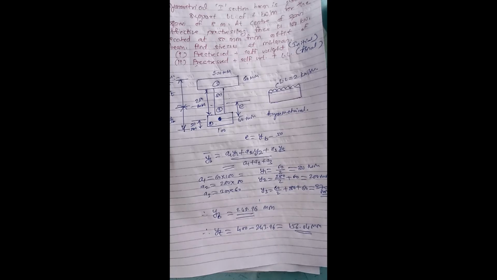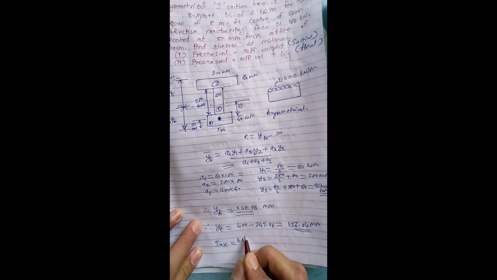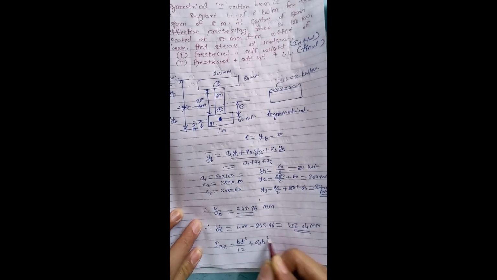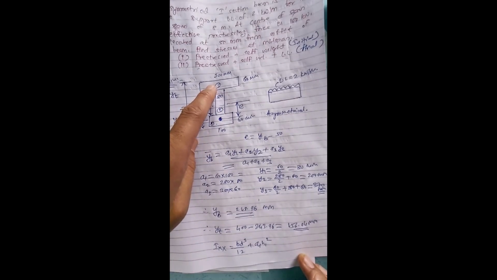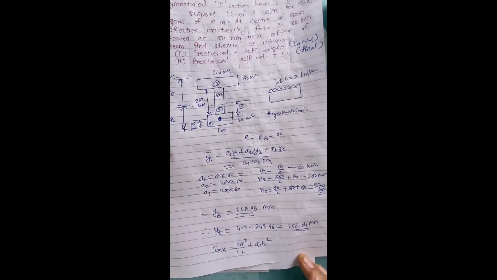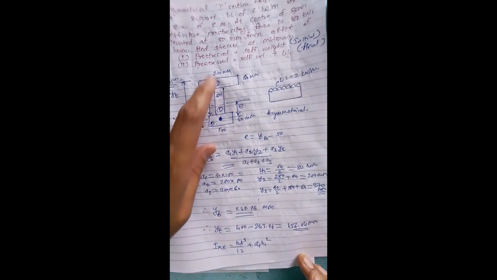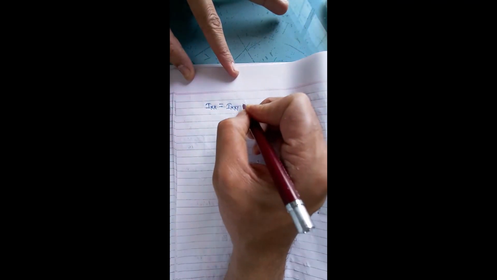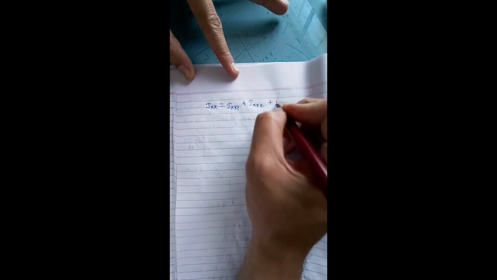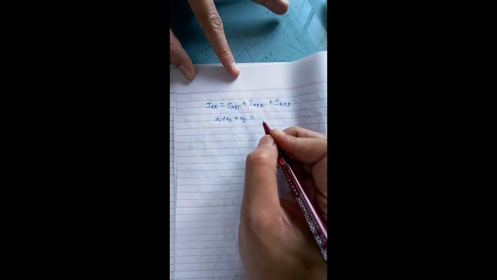Now you are supposed to calculate the moment of inertia, that is Ixx, and it will be calculated as BD cube by 12 plus A1 H1 square for first section, second section and third section. Means you are supposed to calculate Ixx for all these three components, and addition of that will give the moment of inertia of the entire section. That is Ixx is equal to Ixx1 plus Ixx2 plus Ixx3.